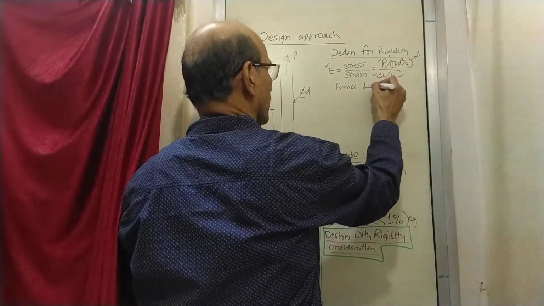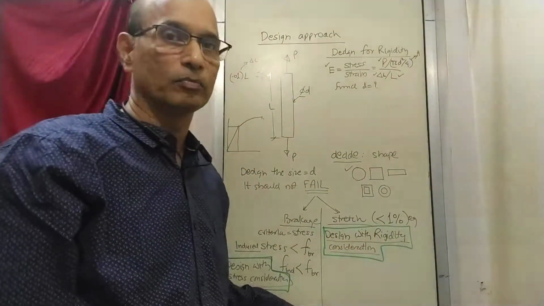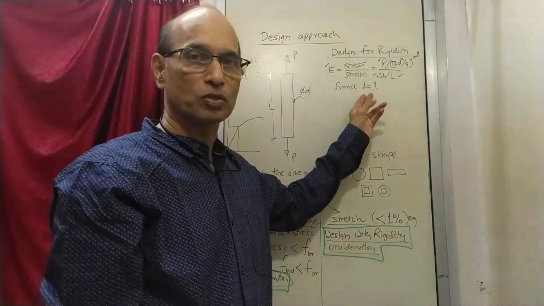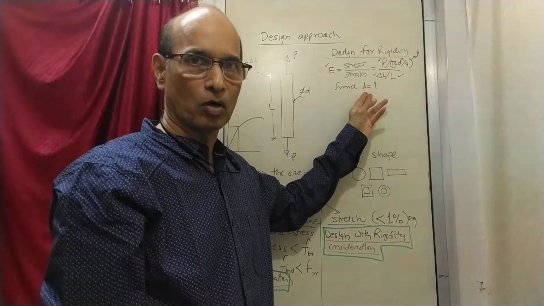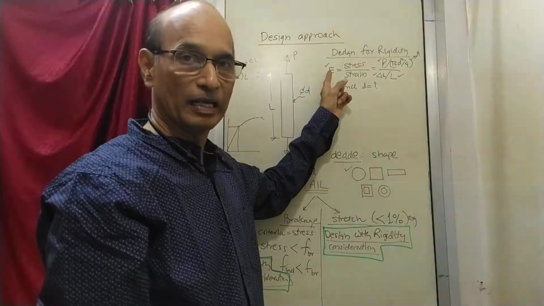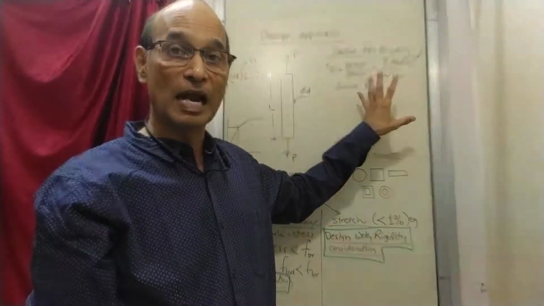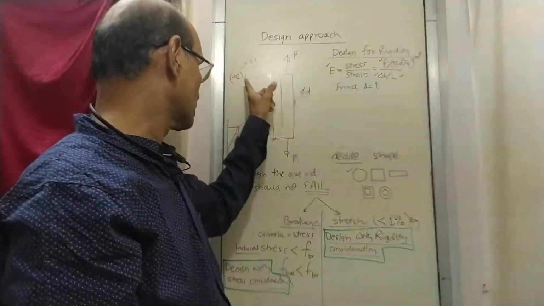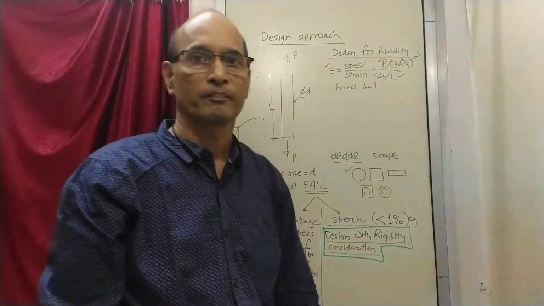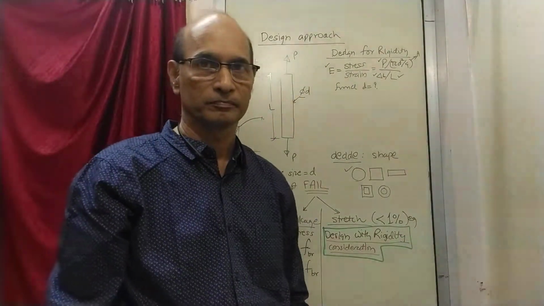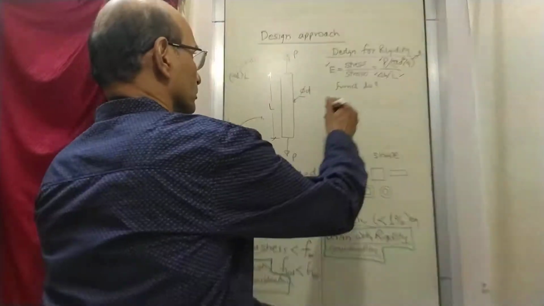So you can find out D equal to how much? That is the size of the rod, the diameter of the rod. If you provide this much size as the diameter of the rod, then for this material and this load, it will withstand the load and it will not stretch beyond this limit. And we have designed the rod considering the rigidity. Now the next.